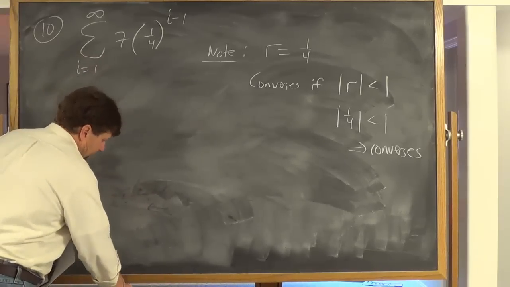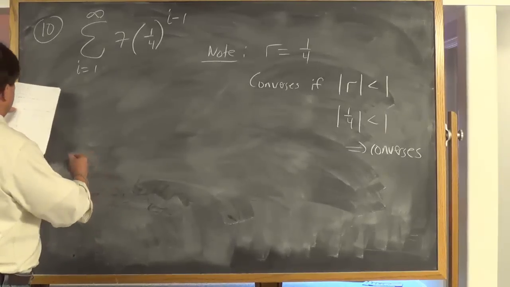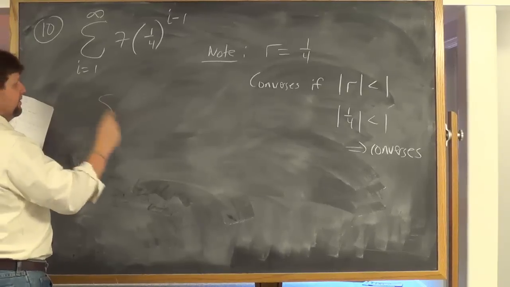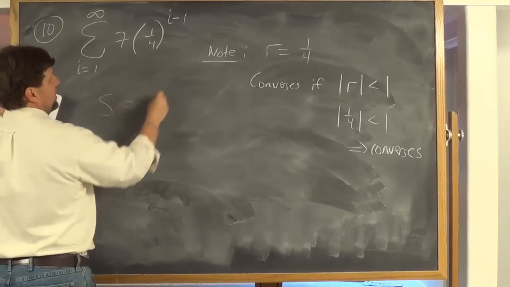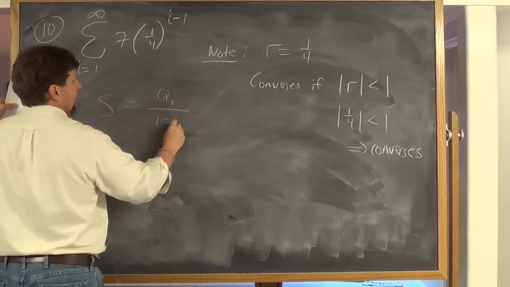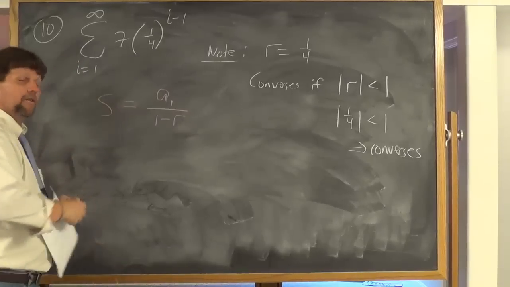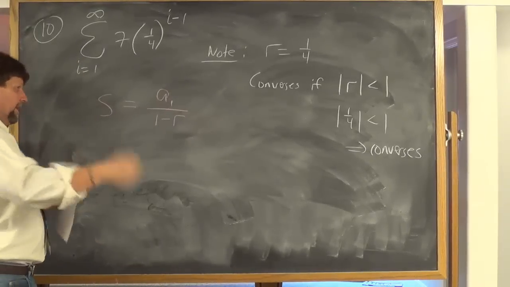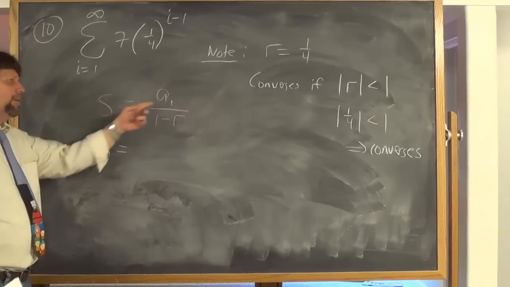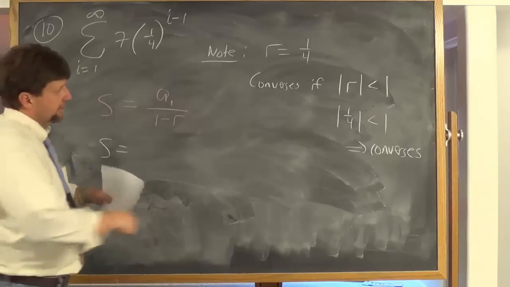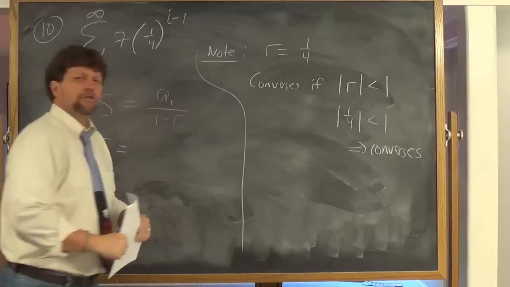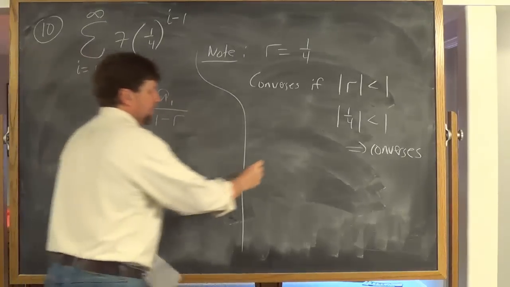Let me get my red chalk out again, because this is a general formula. The sum of an infinite geometric series that converges is found by taking the first term, a sub 1, and dividing it by 1 minus r, 1 minus the common ratio. So for this problem, I think we better figure out what the first term is. Let me come back over here to some work area. Let's get the first term.